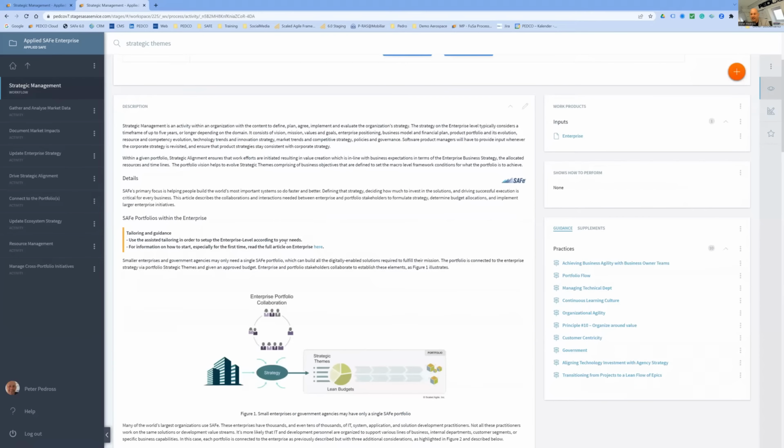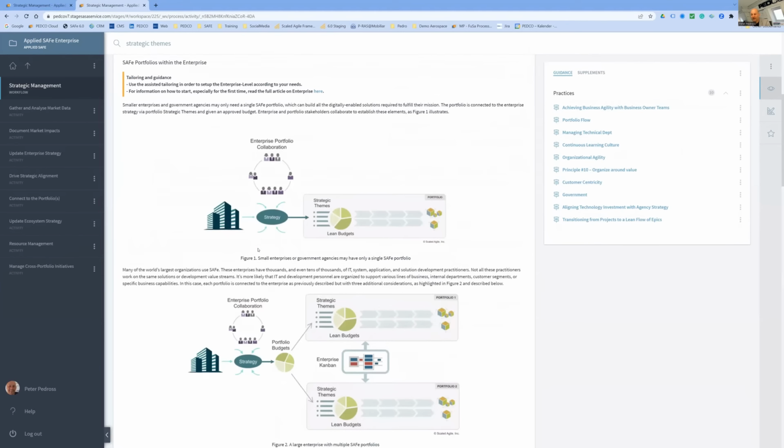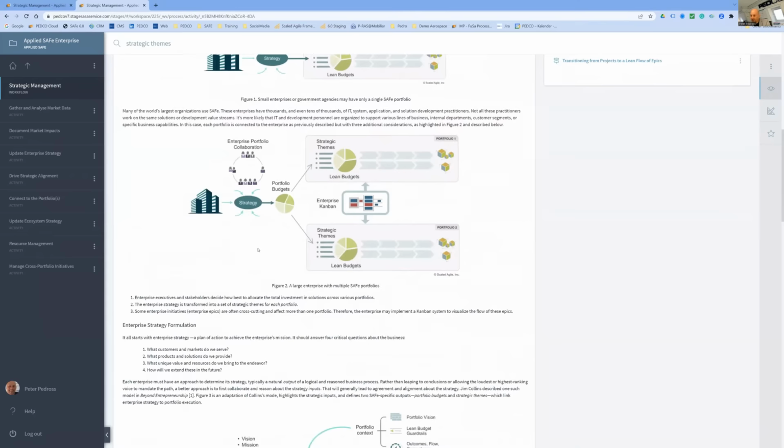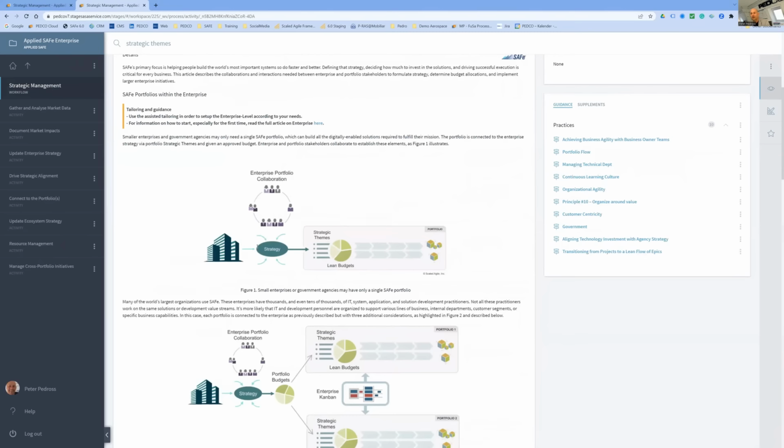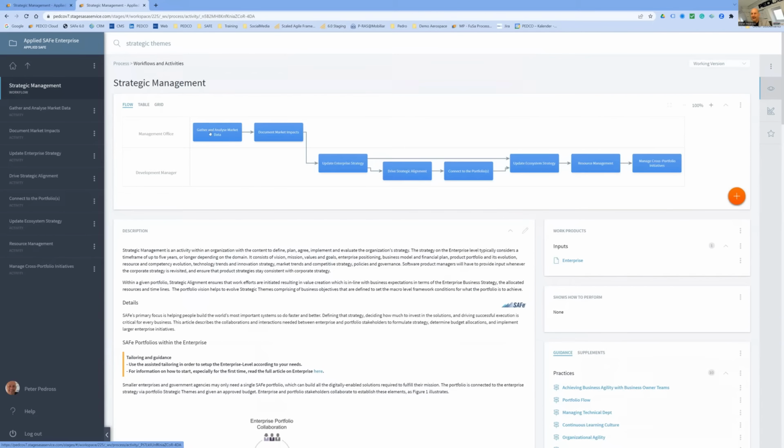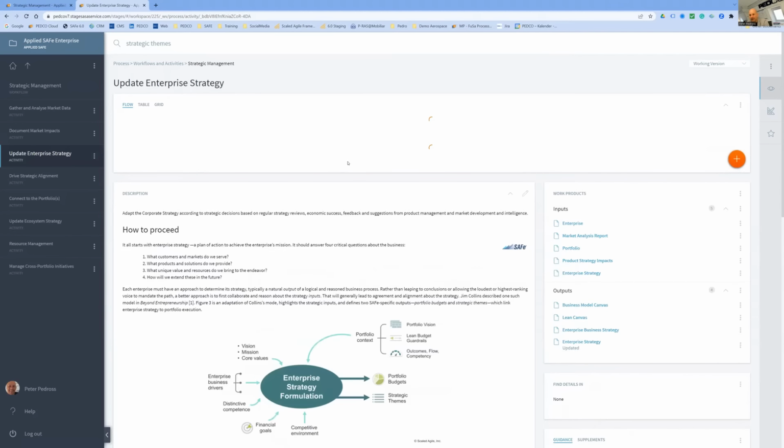As you can see here, it's something that we can tailor as well. It depends on how big your portfolio is. It will have different kinds and flavors of how this is dealt with. So you can really work with that process. And that process now guides you through various steps to really get a business strategy, an enterprise strategy. But one of the activities I would like to show you is update enterprise strategy.